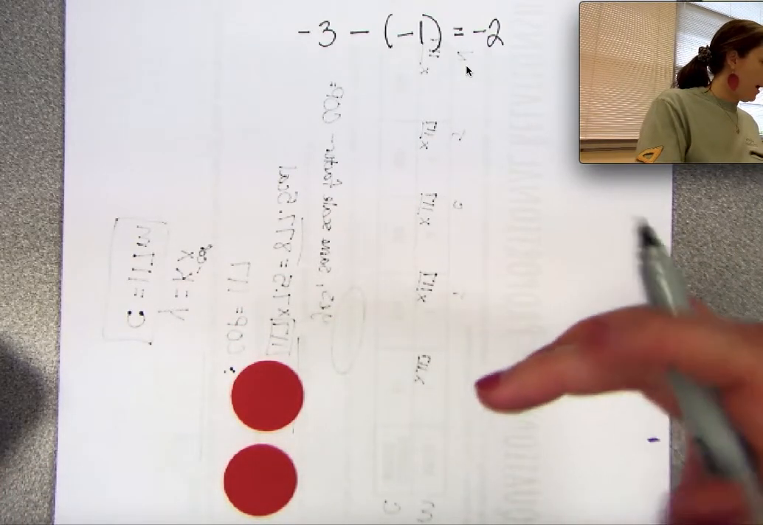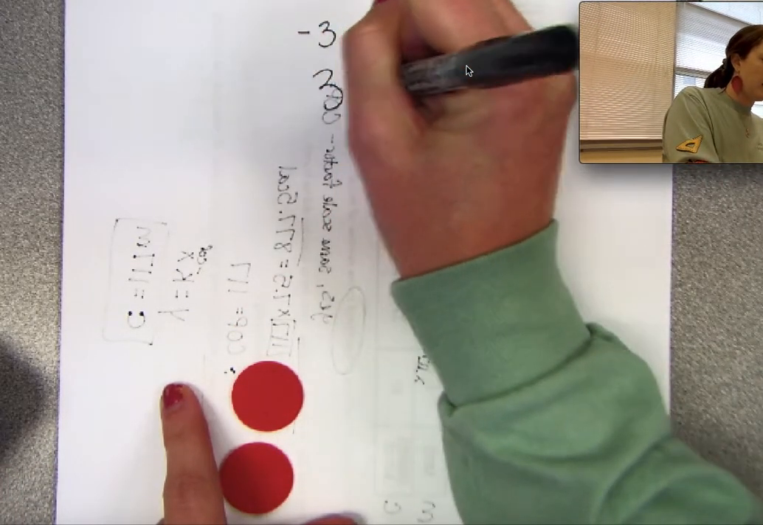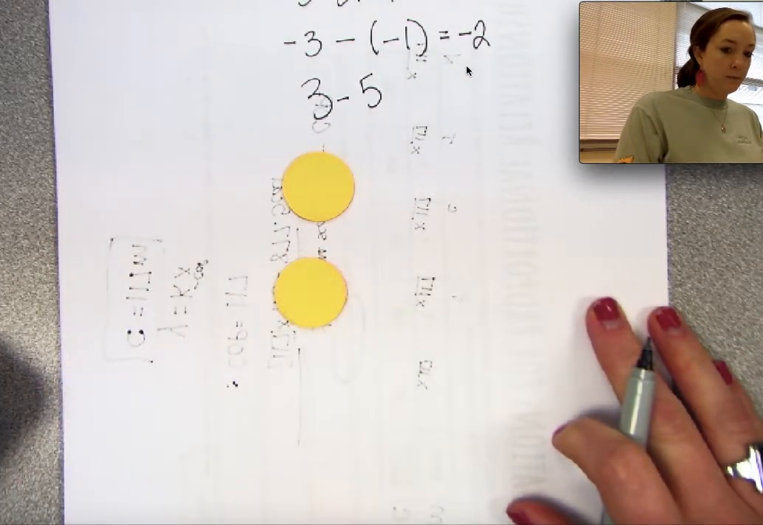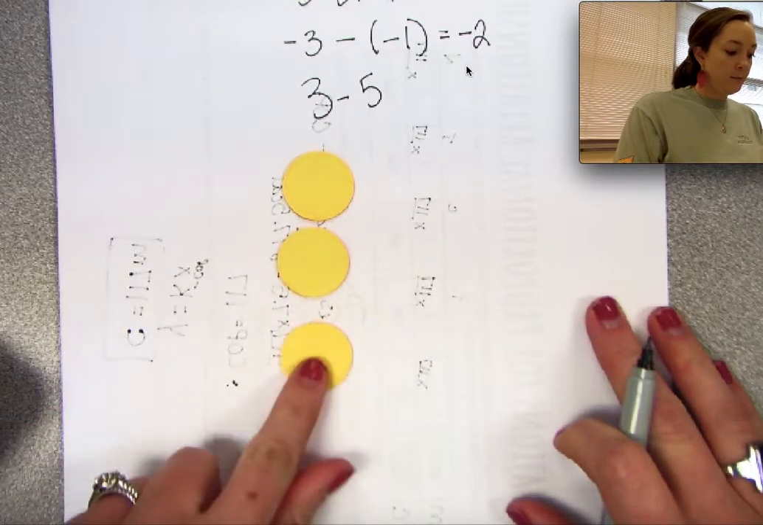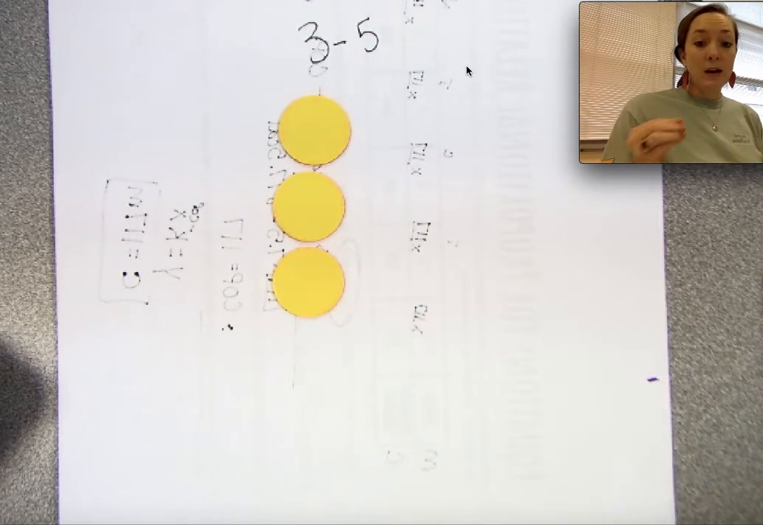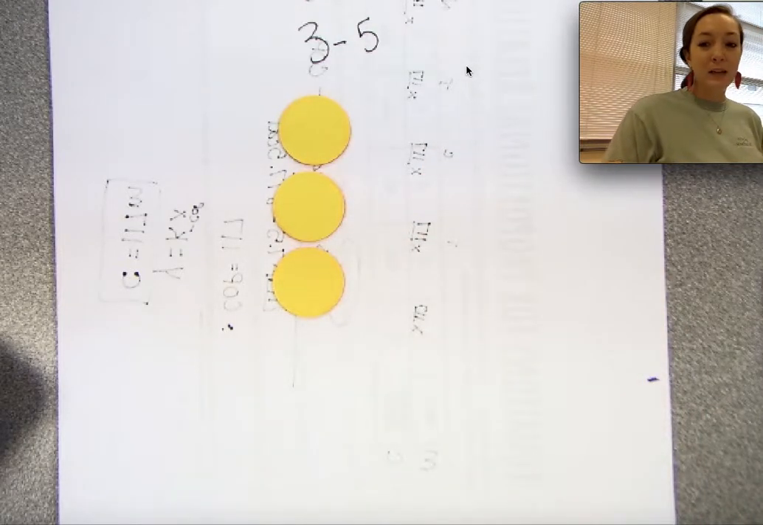So I have 3 minus 5. So I'm going to represent 3. Okay? Now, I want to take away 5. But how many do I have here? I only have 3, right? So I want to take away 5.